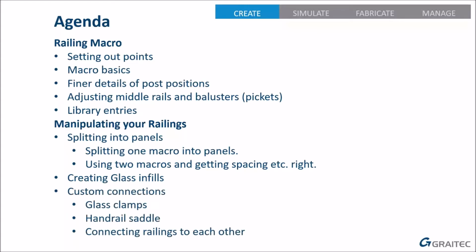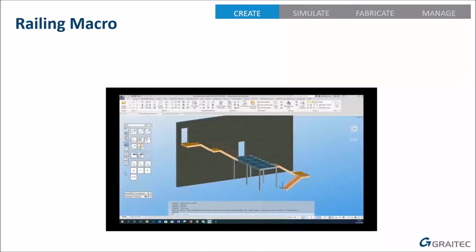And finally, when you're doing some of this extra manipulation, you're going to want extra connections. So you can use custom connections to put the glass clamps in place. You can use custom connections for the saddles, for the handrail, and for connecting separate lengths of railing to each other. So we're going to look at all of those things. First of all, let's think about the basic macro. So you can see a picture of a model there. We're going to put some railings all up these stairs.